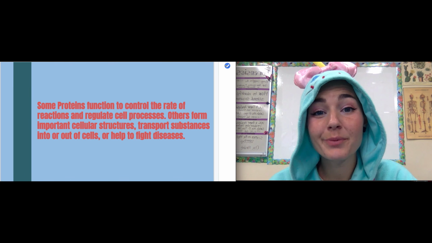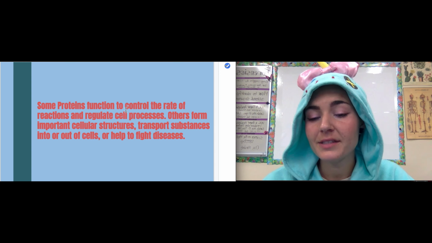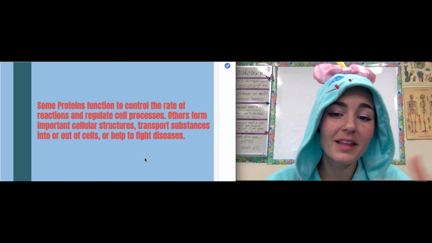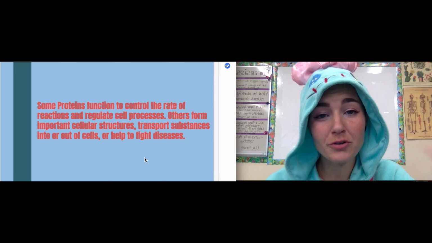Okay, so moving on to proteins. Proteins function to control the rate of reactions and regulate cell processes. So essentially there's a ton of reactions going on in your body at one time, and proteins kind of control those.